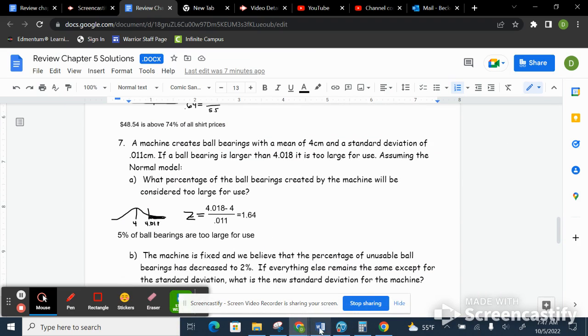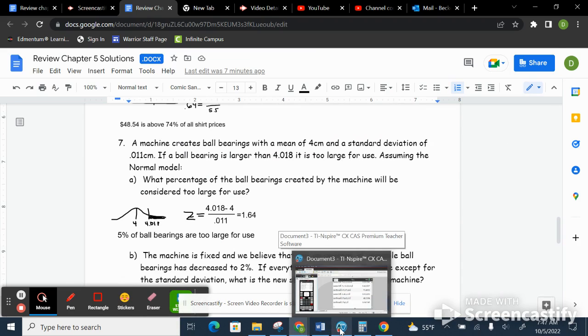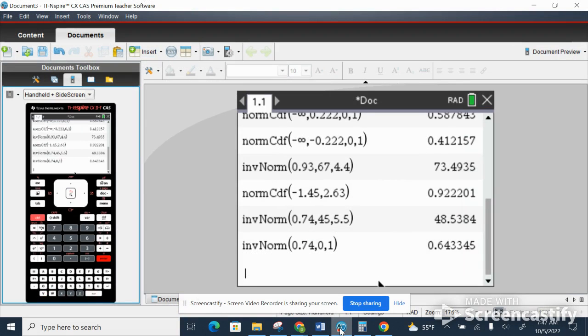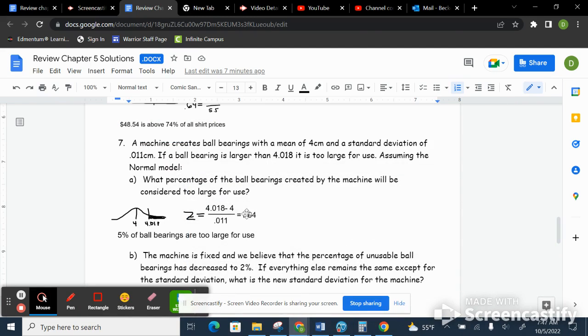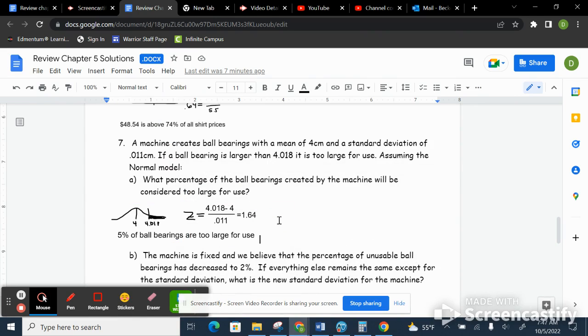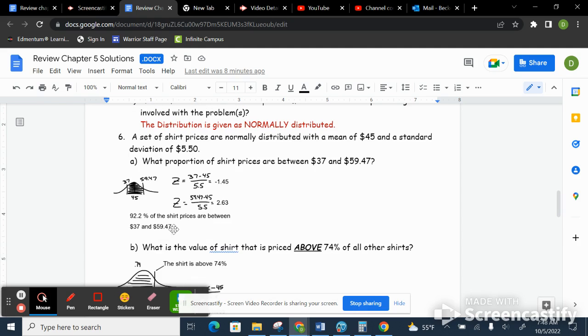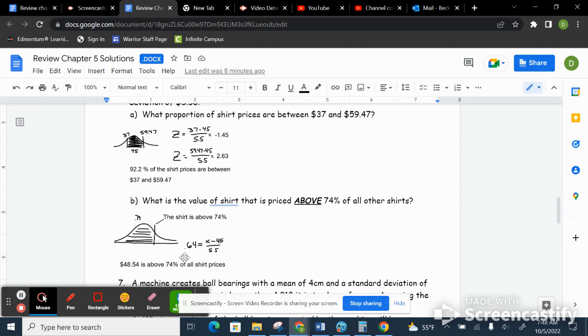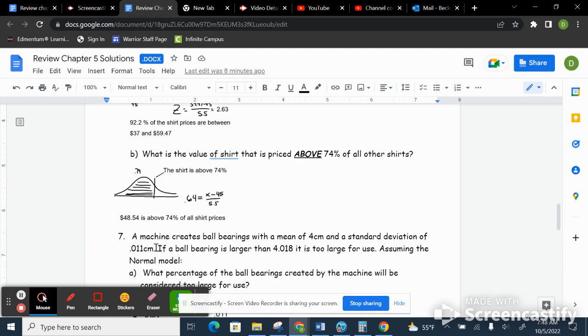But my z-score, oh, why do I have 1.64 there? I don't know why. Should be a 0.64, so I have something wrong in there. If I have that on there, I apologize. I think it should be a 0.64 z-score in there, not 1.64. Typo. No, oops, I'm on this one. It is a 0.64 z-score. Sorry, I looked down at number 7. Okay, so I have the curve, I have the 0.64 z-score, filled it in, and I got the answer. $48.54 is above 74% of the shirt prices.